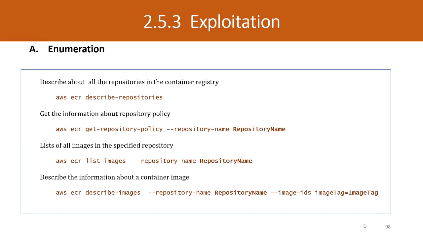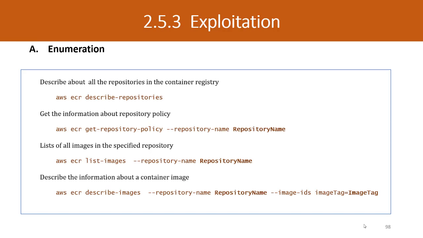In this module, we will discuss how we can use the command line utility to enumerate different information about Elastic Container Registry, Elastic Container Services, as well as Elastic Kubernetes Services. We will first enumerate the information about Elastic Container Registry, then Elastic Container Services, ECS, and then Elastic Kubernetes Services, EKS. So let's get started. First, we are going to enumerate information about Elastic Container Registry.